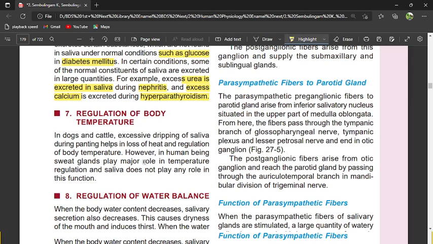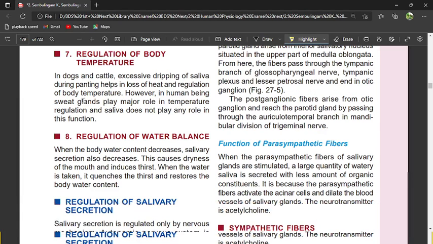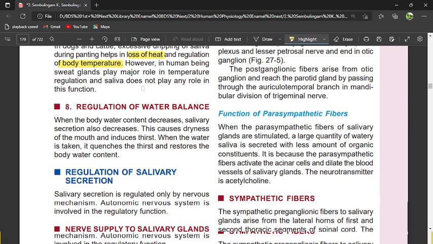Right. Let us go to the regulation of the body temperature. In dogs and cattle, the excessive dripping of saliva during panting helps in the loss of heat and regulation of body temperature. Right. However, in human beings, the sweat glands play a major role in temperature regulation, and saliva does not play an important role in this function.